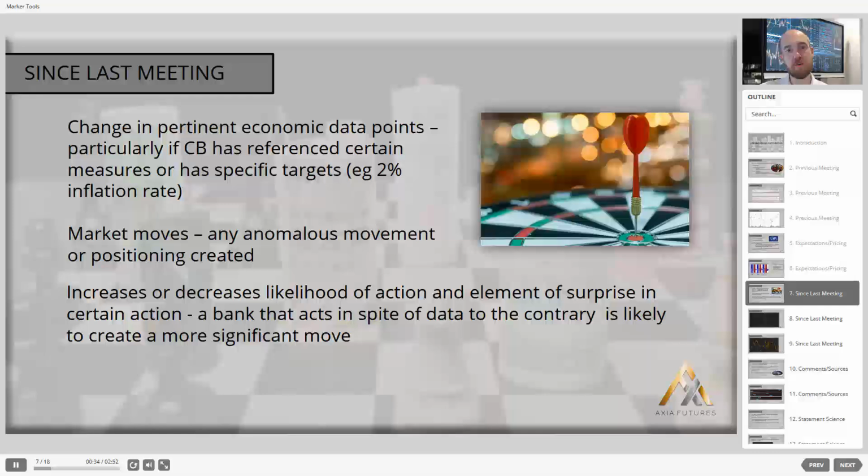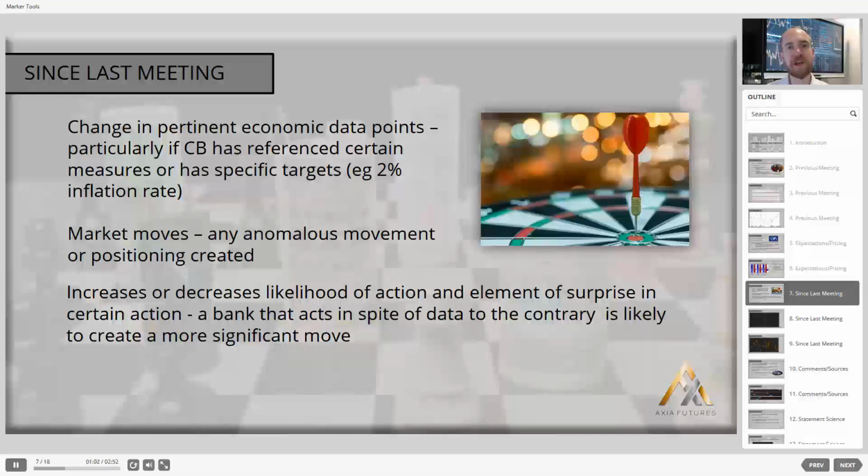So any movement towards 2% may mean that they're going to preemptively try and hold the economy back, so that rather than hitting 2%, we drift up to it and hold around 2%. So trying to slow down the market before it gets there. Economic data points are going to be very important, particularly if the central bank has guided you towards one or another data point.